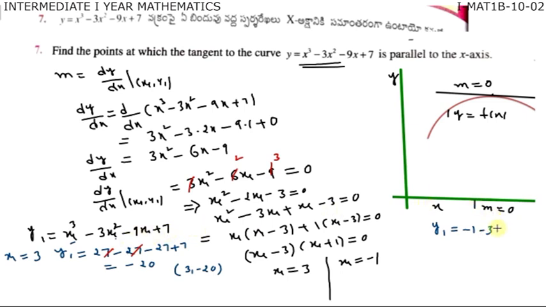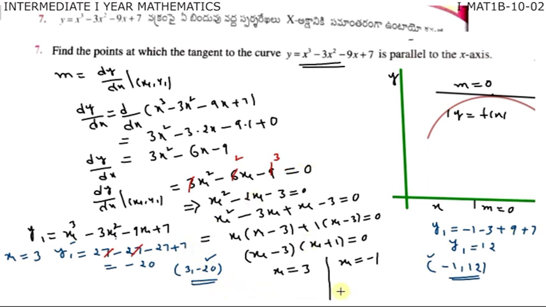Minus 1 into minus 9 is plus 9, plus 7. So y1 is equal to minus 1 minus 3 minus 4. 9 minus 4 is 5. 5 plus 7 is 12. The second point is minus 1 comma 12. That means the tangent is parallel to the x-axis at two particular points.